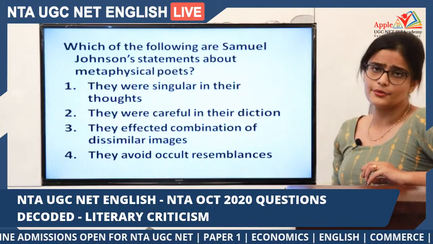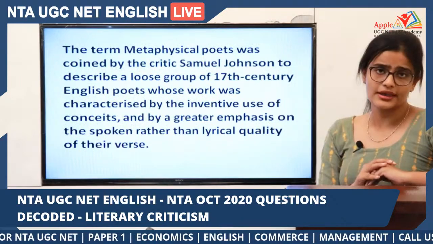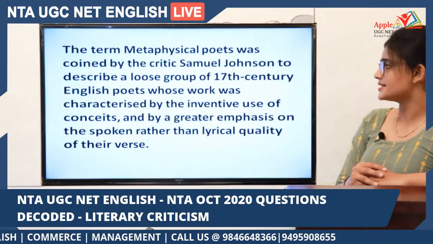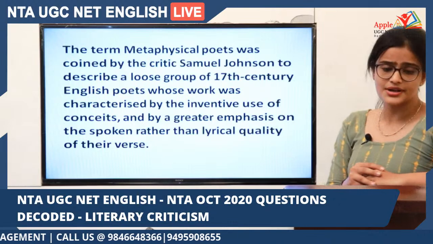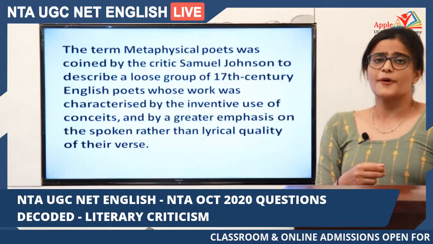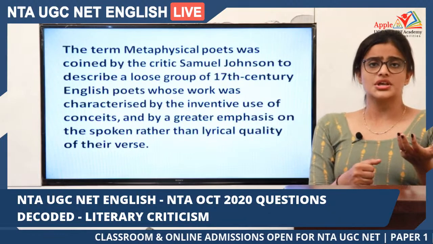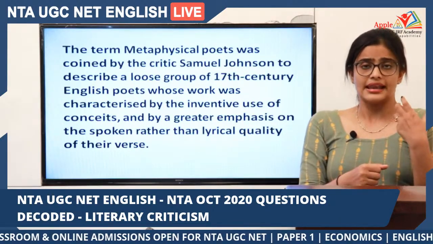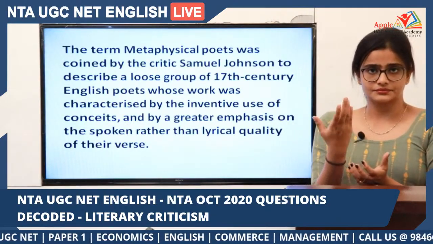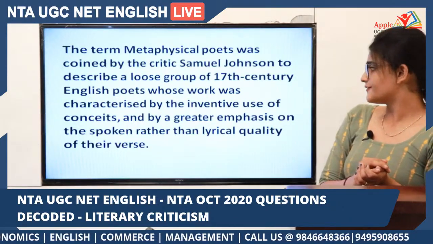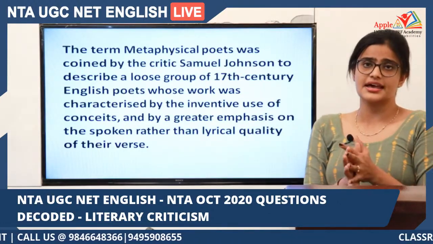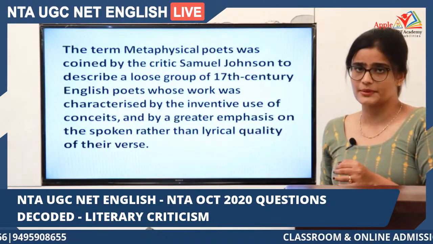They avoid occult resemblances. So the term metaphysical poets was coined by the critic Samuel Johnson to describe a loose group of 17th century English poets whose work was characterized by the inventive use of conceits and by a greater emphasis on the spoken rather than the lyrical quality of their words. We have all heard of the poem A Valediction Forbidding Mourning, in which the poet compares love with a compass. Such types of conceits can be seen in the works of the metaphysical poets. So these are some of the important characteristics of metaphysical poets as described by Samuel Johnson.